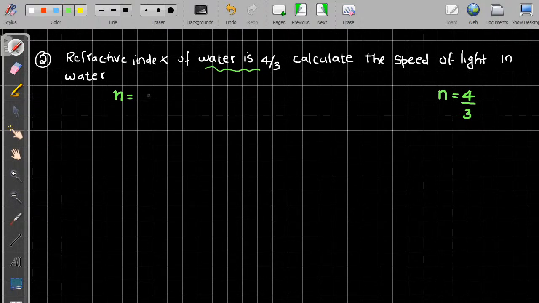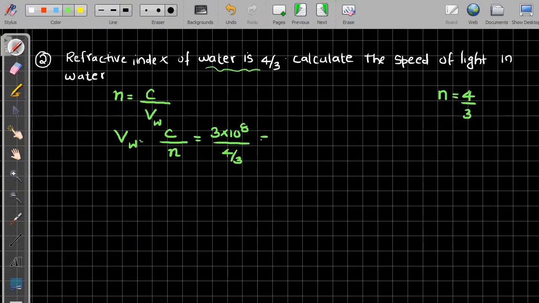Okay, absolute refractive index n is equal to velocity of light in vacuum or air divided by velocity of light in water. To represent water, I will write Vw. Okay, then what will Vw be equal to? Vw will be equal to c divided by n. We know the velocity of light in vacuum, that is 3 into 10 raised to 8 meter per second. The refractive index is given as 4/3.